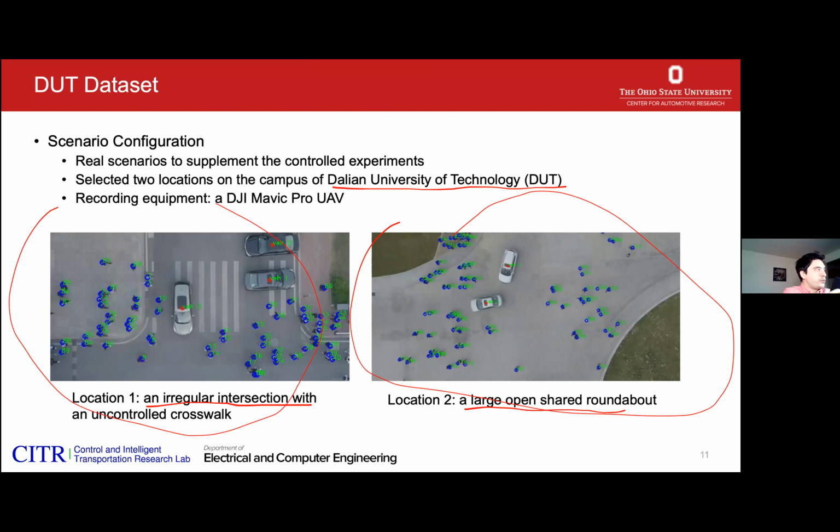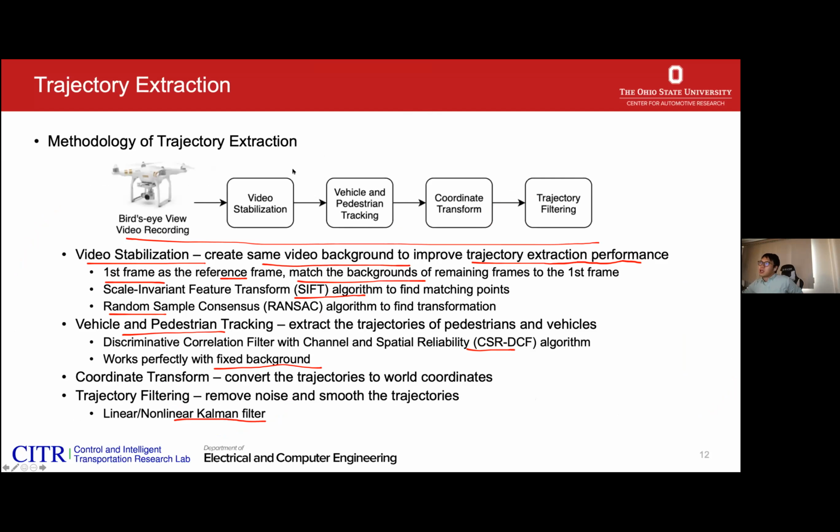Another contribution is your methodology, because even though you have not collected data from all around the world, you introduce this methodology and people can just use it in Germany or in the United States. Yes. The methodology is basically using a UAV, and we stabilize the video so that it has a fixed background. Once we have a fixed background, even a classical pedestrian tracker can perform very well, and it can give us high quality trajectories.